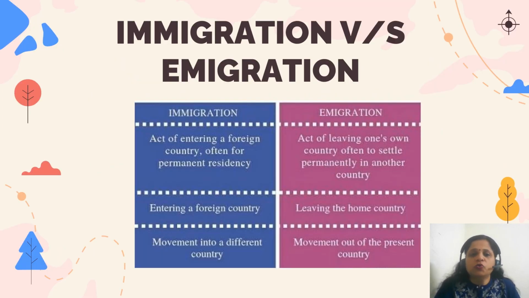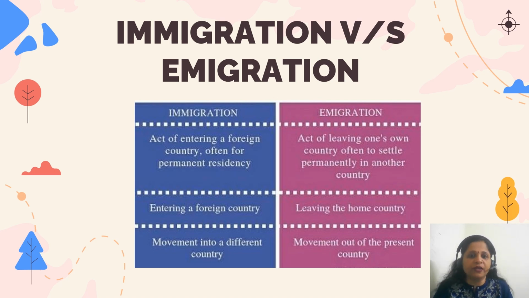So this slide also tells in detail about the minute differences that exist between immigration versus emigration. Let us see. Immigration is the act of entering a foreign country, often for permanent residency. Here, permanent residency or permanent settlement matters. Whereas emigration is the process of leaving one's own country. Here we haven't reached the foreign country, but we leave our native country with the plan to move towards the foreign country. So immigration is the process of entering the foreign country, whereas emigration is the process of leaving the home country.